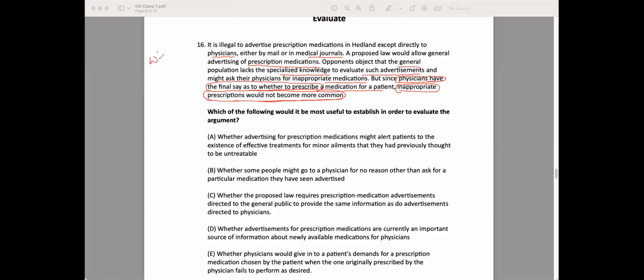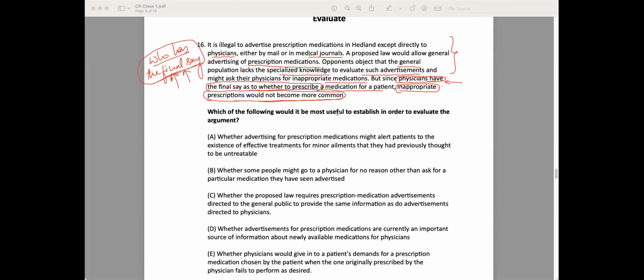Okay, so who has the final say? All other factors are mentioned, right? They might lack specialized knowledge in a general public, and they might evaluate it differently. They might ask physicians for inappropriate medications. But ultimately, the main factor we need to see is who has the final say. Okay, so all the options would be hitting that thing or should be hitting. The correct option should be hitting this.